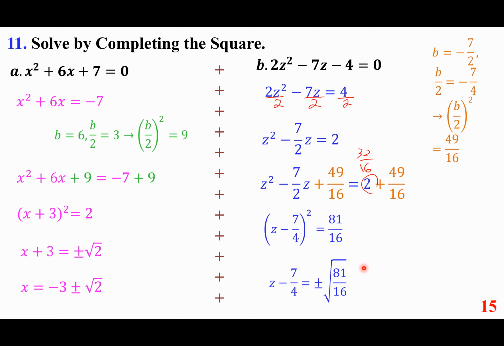So we move the negative 7/4. If we add them up, 7 and 9, 16 over 4 becomes 4. If we subtract, 7 minus 9 is 2 over 4, negative 1/2.